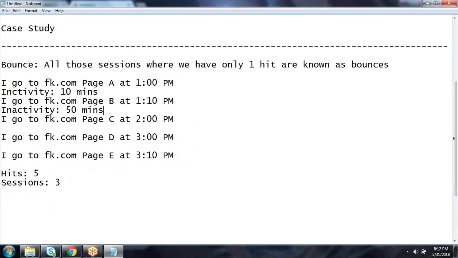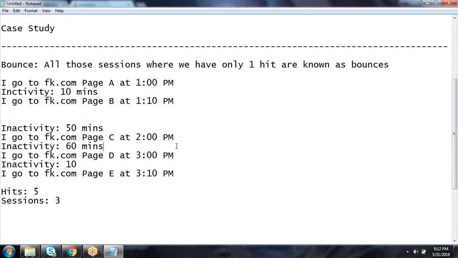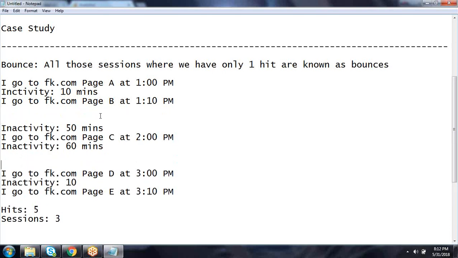50 minutes. Yes. What is the inactivity period between third hit and the fourth hit? 1 hour. Absolutely right. So 60 minutes. What is the inactivity period between fourth hit and fifth hit? Again 10 minutes. Super. So what I can say is that this is how I can go ahead and break it. So these are the 3 sessions, right?